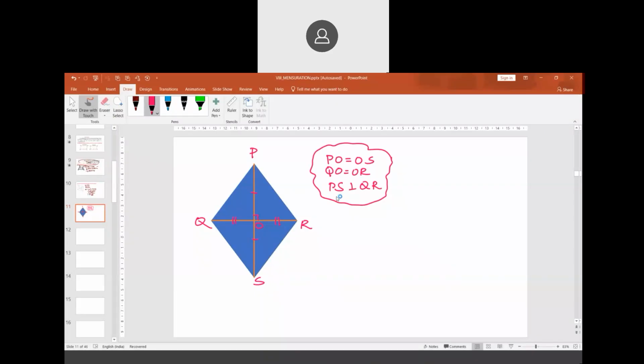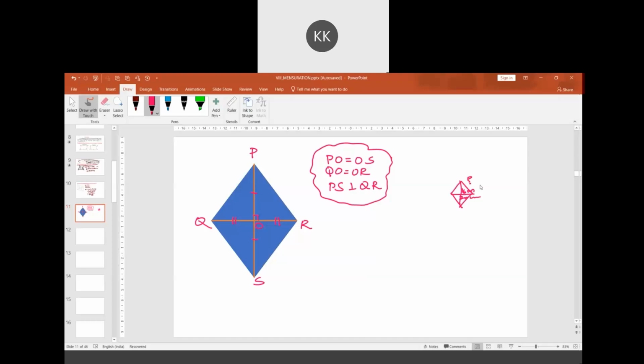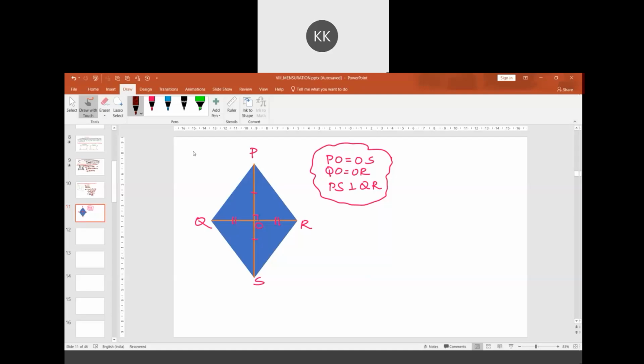Are the diagonals PS equal to QR? I cannot write PS equal to QR, because if you remember in class 7 there was a question. One diagonal was given as 16 centimeter and another as 20 centimeter. Find the sides of the rhombus. Pythagoras theorem must be used, correct? Diagonals are not equal in a rhombus. Diagonals will be equal in a square. That is a major difference between square and rhombus.